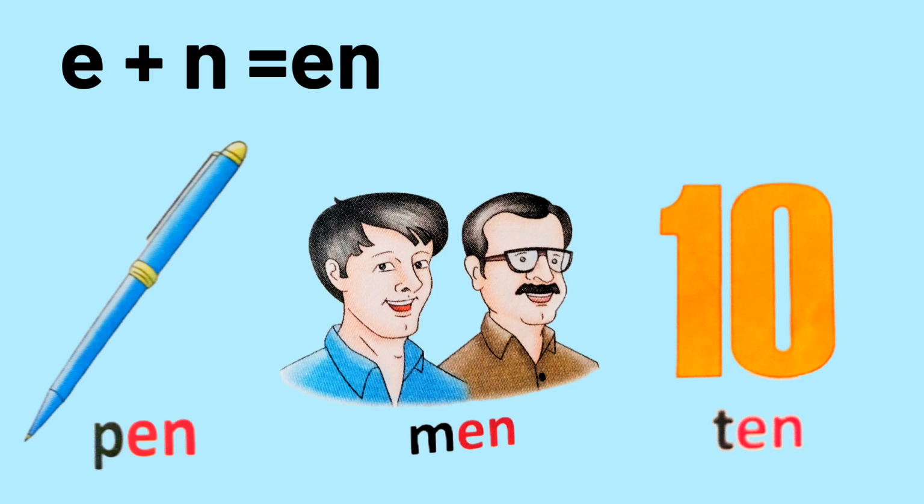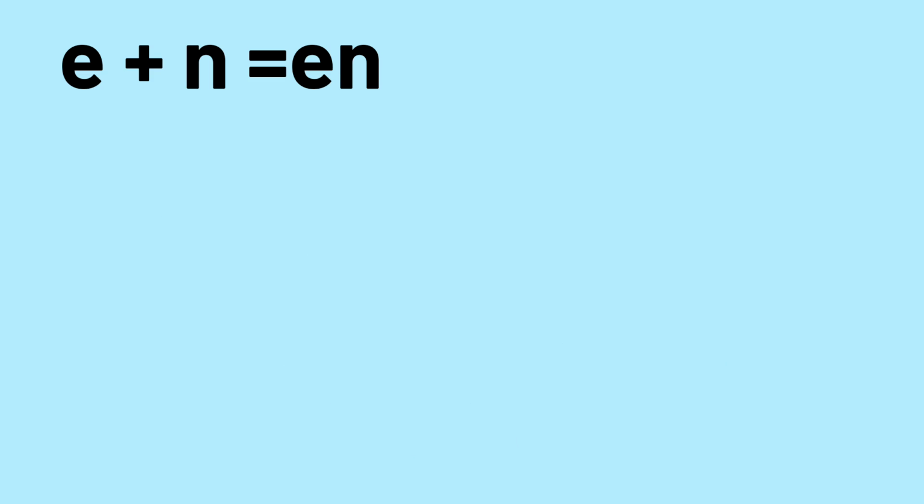In the third example, you can see that it is T-E-N. So once again, you know that EN sounds like EN and T sounds like T. So when we pronounce them together, it gives us ten.